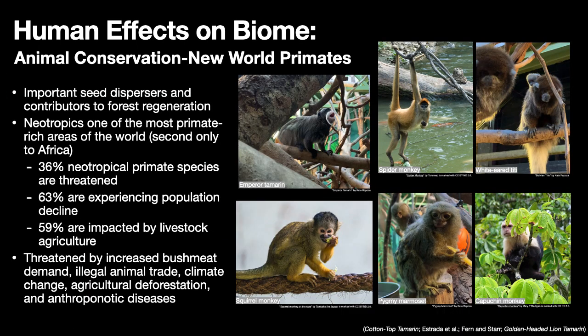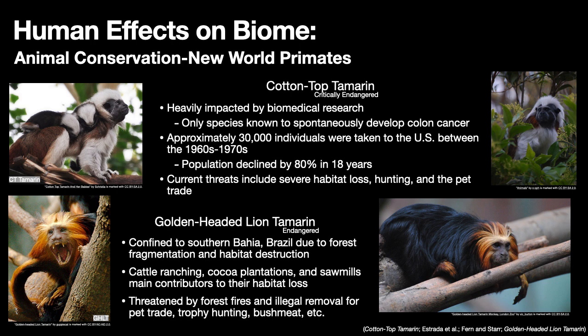Within the Neotropics, primates are important seed dispersers that contribute heavily to forest regeneration. Of all New World monkey species, 36% are threatened, 63% are experiencing population decline, and 59% are impacted by livestock agriculture. Other threats include the demand for bushmeat, illegal animal trade, climate change, deforestation and habitat loss, and anthropogenic diseases. The critically endangered cotton-top tamarins experienced an 80% population decline in 18 years, as approximately 30,000 individuals were taken to the U.S. for colon cancer research in the 1960s and 70s.